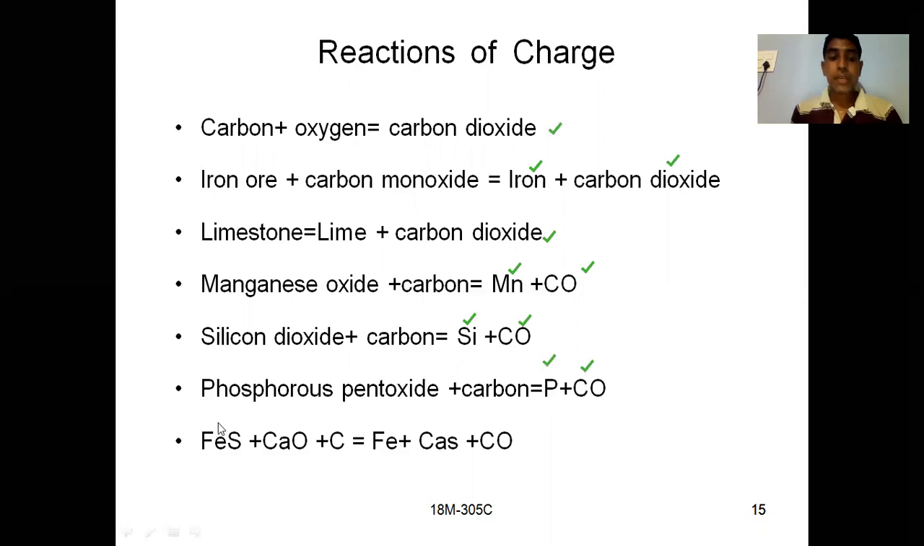If you see FeS and CaO and C, here you are going to get iron and CaS and CO. Okay, so in this one you are going to get iron, and the remaining are settled as slag. So these are the very important reactions of blast furnace, which are frequently asked in the examinations.